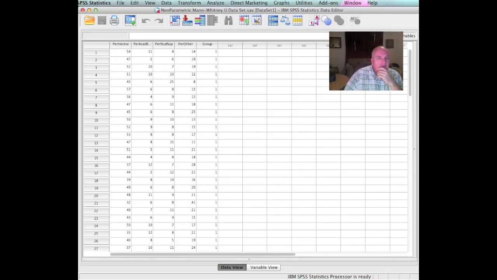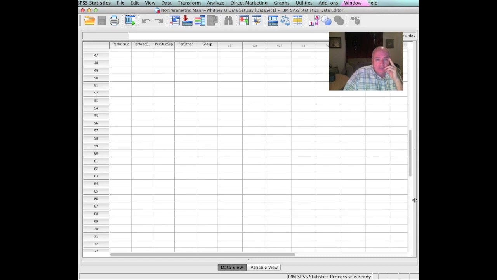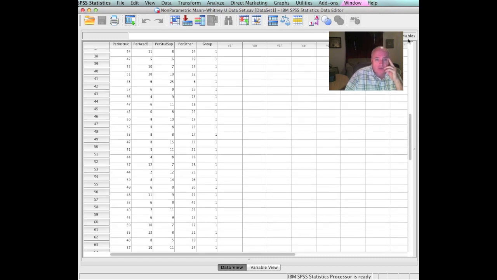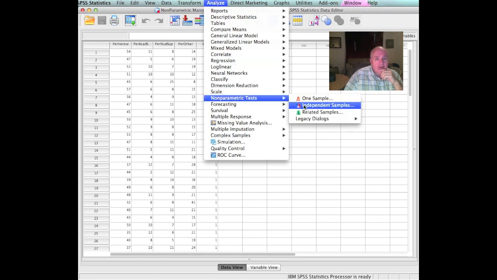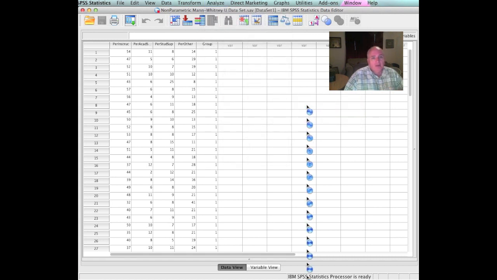Here we are back in the data set that I created. Now, I want to point out to you, since we're only comparing two, I did away with group three, because we're only going to compare two groups with the Mann-Whitney U, which compares across two groups. Our variable that we're going to look at is this percent of students support revenue or expenditures as a percentage of whole. So let's go to analyze, and we will go to the non-parametric test. We will go to independent samples.